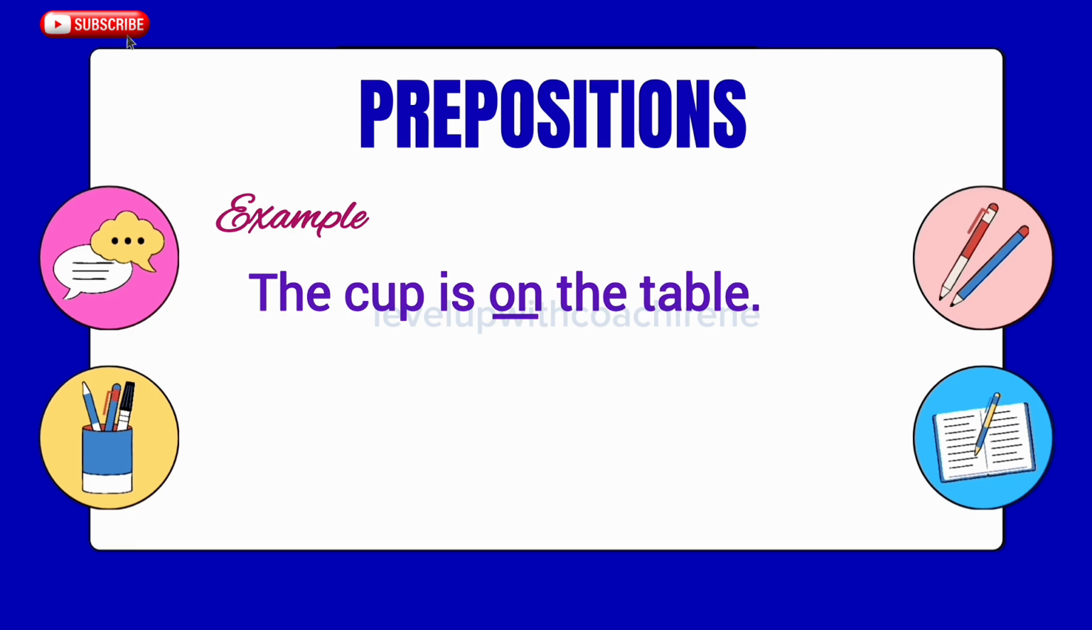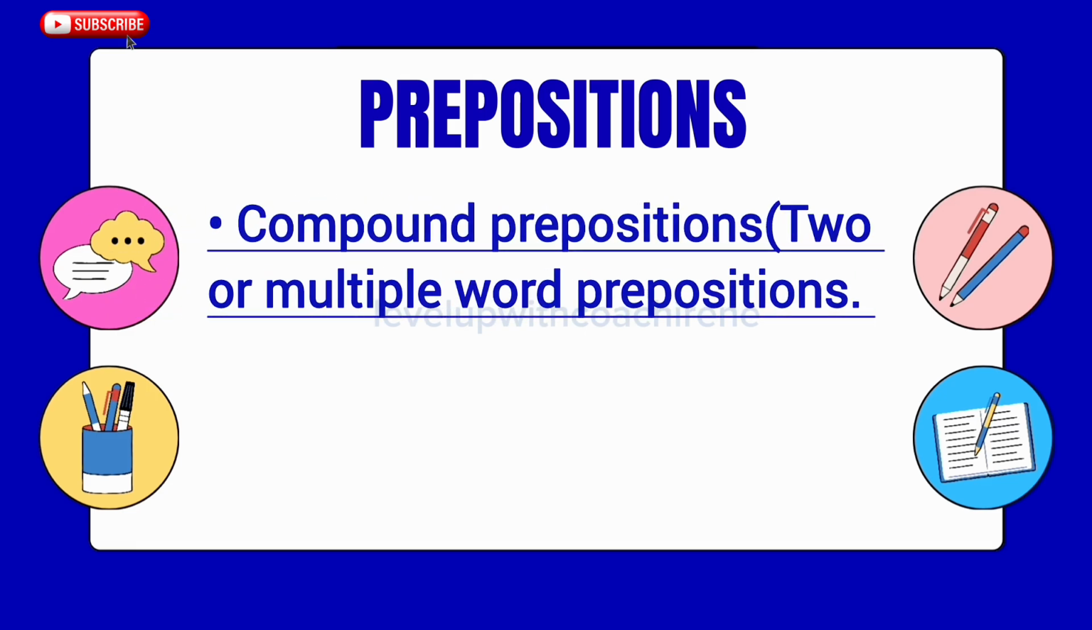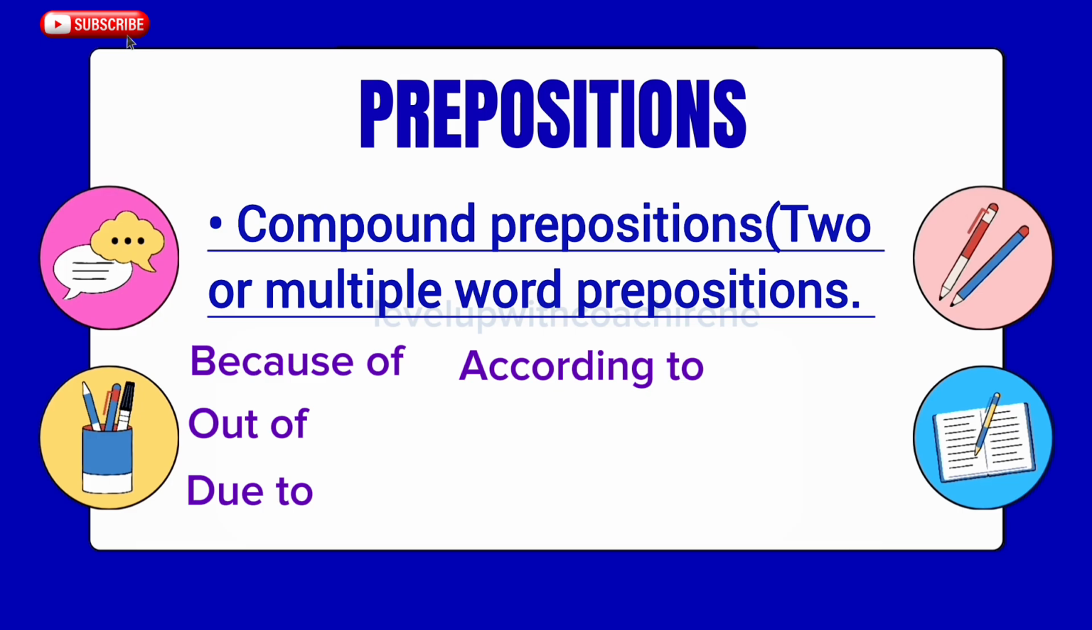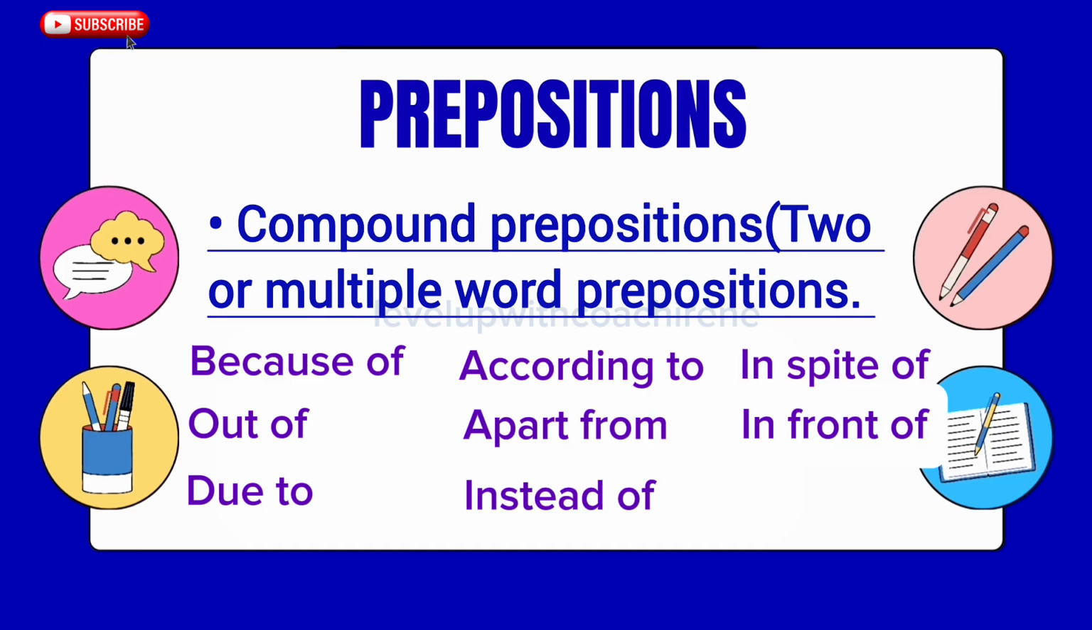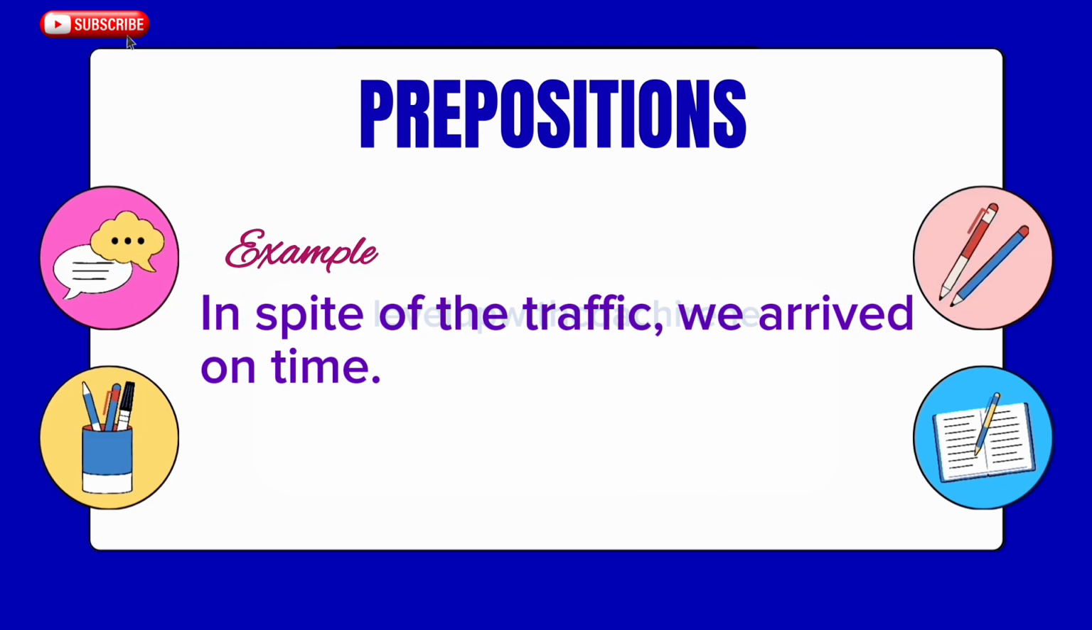Number two, we have compound prepositions. They are two-word or multiple-word prepositions. Examples: because of, out of, due to, according to, apart from, instead of, in spite of, in front of. Example: in spite of the traffic, we arrived on time.